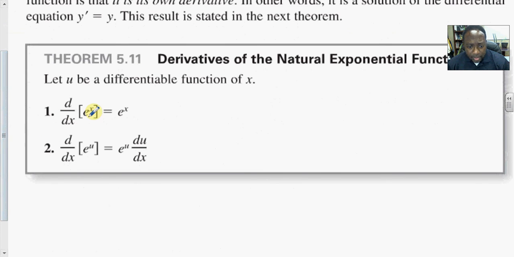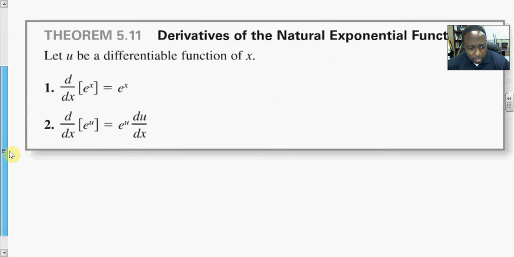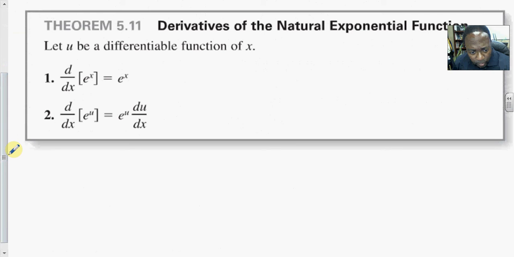The derivative of e to the x with respect to x is equal to e to the x. And then the derivative with respect to x of e to the u is e to the u times the derivative of u. Well, let's look at the proof, if you will, of the first one.